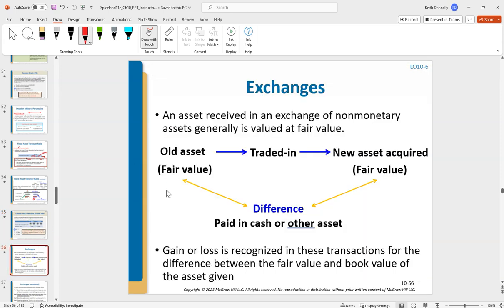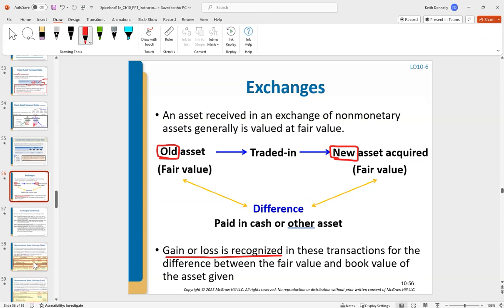Then they talk a little bit about exchanges. The idea here is you're trading in an old asset and getting a new asset. As a general rule, there's a gain or loss you have to recognize. We will see there are a few iterations with this. But you can think of it almost like trading in a car: you give the old car, you get a new car, and you might have to pay a little bit of a difference.